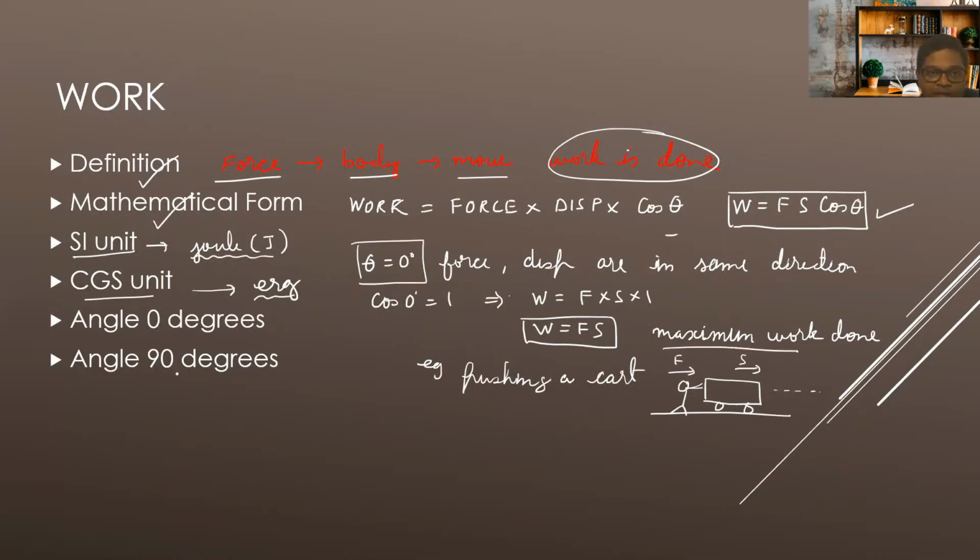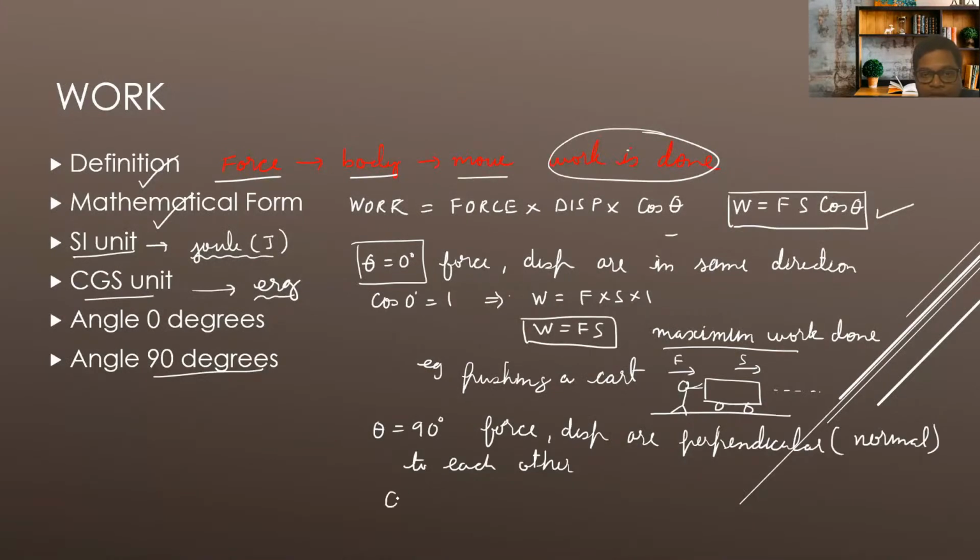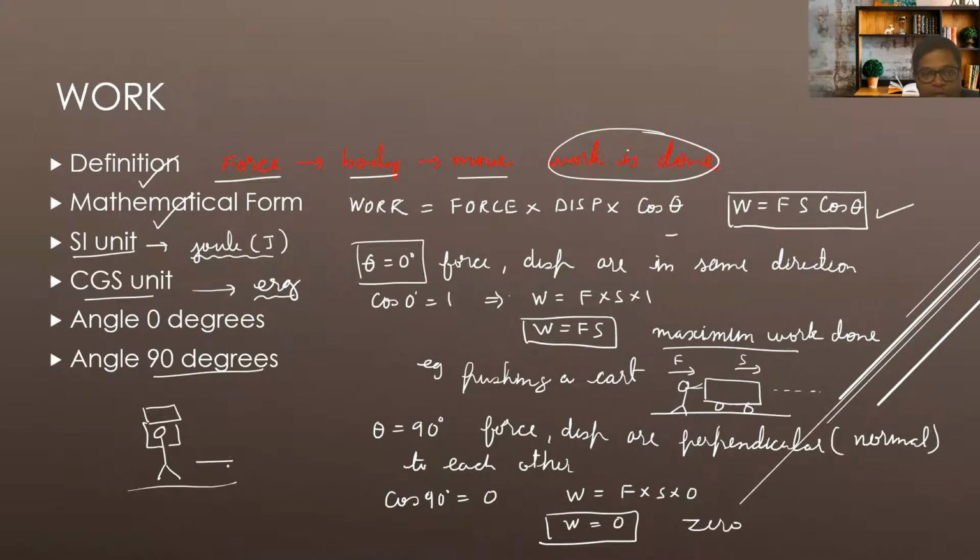The second thing over here, as you can see, when theta is equal to 90 degree, that means force and displacement are perpendicular. And in that case, you have cos of 90 degree is 0. So W is equal to F into S into 0. Work done is 0. If a person is carrying a load on his head and he is walking, since the force required to balance the load is upward and the displacement is horizontal, we have theta as 90 degree and the work done is 0.